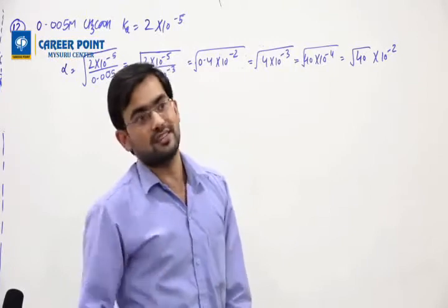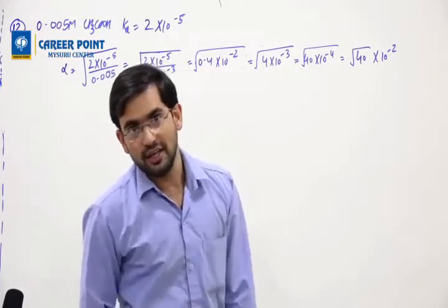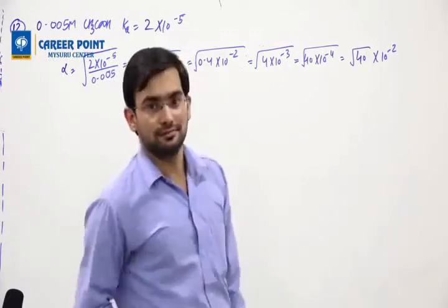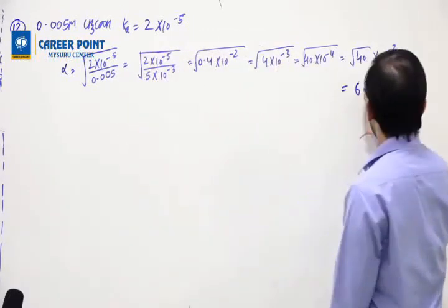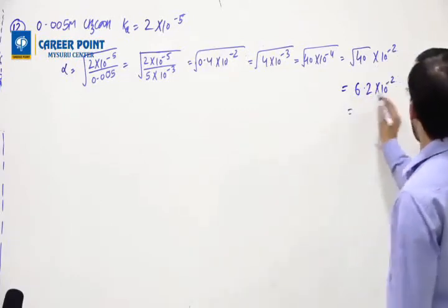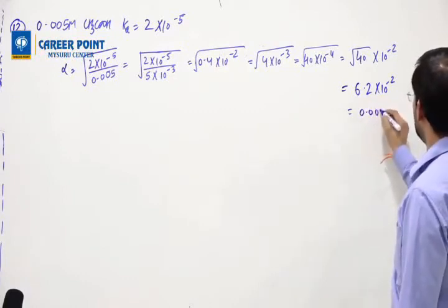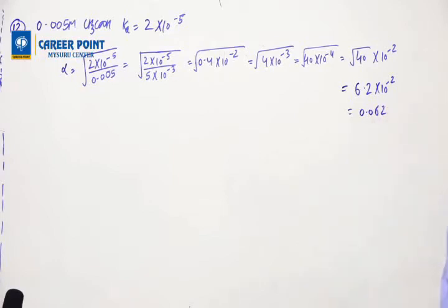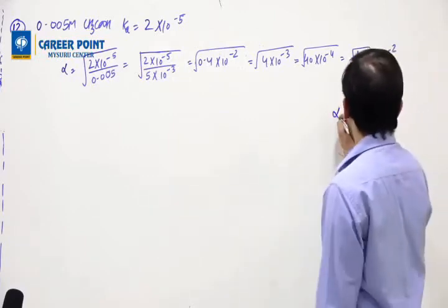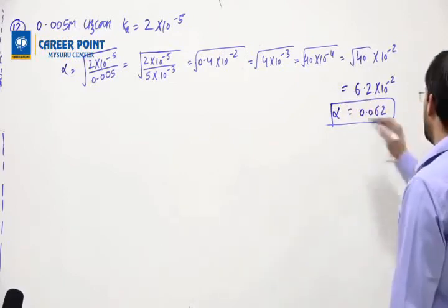The value could be 6. 6 square is 36. But then it is lesser than 40. So what you do? You think of 6.1, or 6.2 into 10 power minus 2. Okay. Now if you apply 10 power minus 2 there, it will go 0.062. This is your alpha. Right now it is alpha.